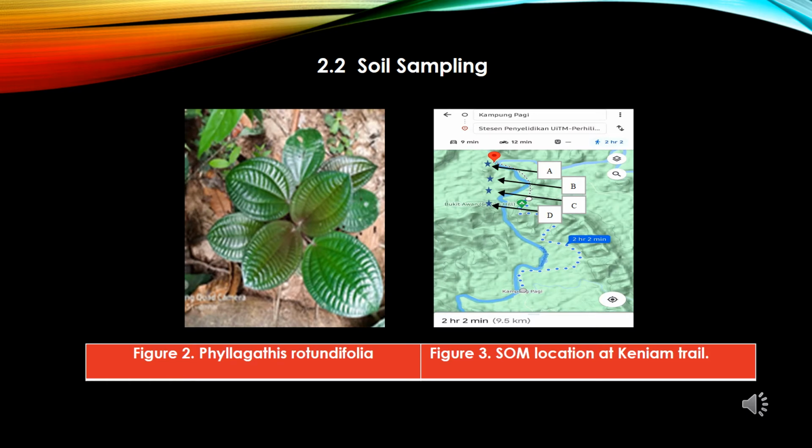Second is the samples of soil collected from 4 locations marked A to D along Kuala Kenyam Trail, which started from the UiTM Perkhidmatan Research Centre station to Gua Luas with a distance of 4.2 kilometers per way. The samples were dug to a depth of 0 to 15 centimeters from the forest floor surface, filtered and labelled.